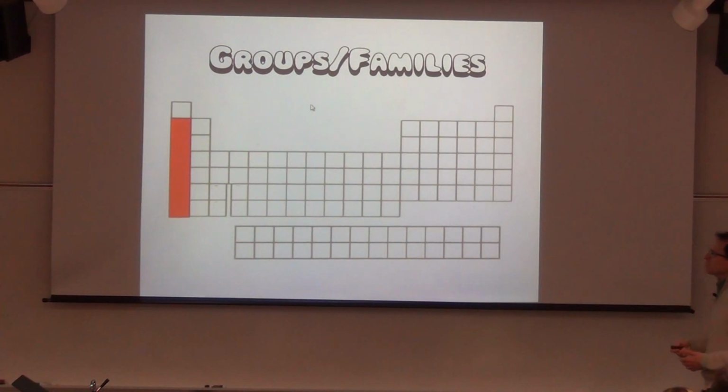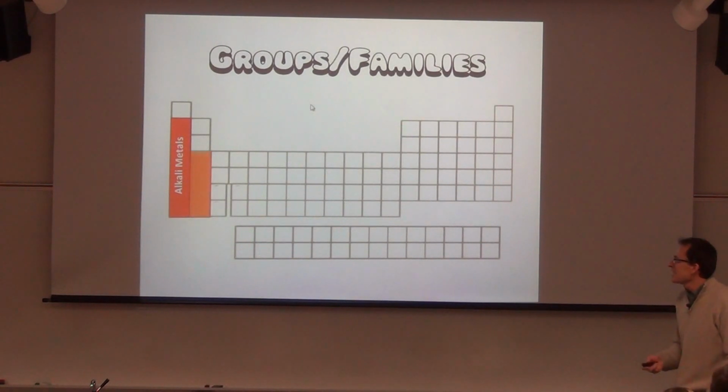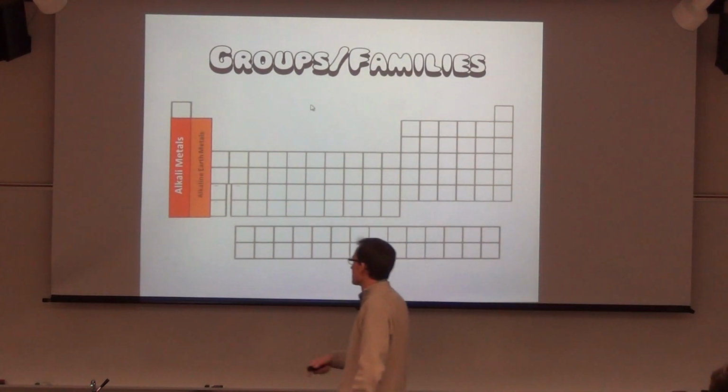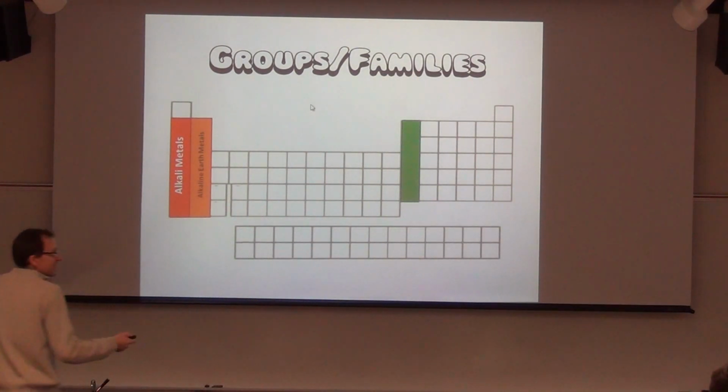So the first group, anybody know? Anybody know what that's called? Alkali metals. We're going to go through all these, and then we're going to get into the topic of the day. Next one. Alkaline, with an N-E, alkaline. It's not alkali earth metals, it's alkaline earth metals. Then it gets kind of nice.